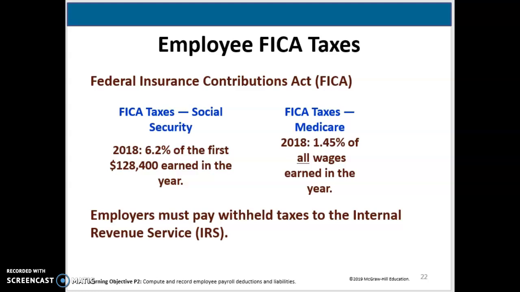So the law requires us to withhold FICA taxes from each employee's salary or wages for every payday. The taxes for Social Security and Medicare are computed separately. So Social Security, as of 2018, was 6.2% of the first $128,400 earned in the year. Once you earn that amount, you no longer have to pay that 6.2%. And then FICA taxes for Medicare is 1.45% of all wages. There is no limitation. So it doesn't matter what you make, you're still paying that 1.45% of your income that goes to Medicare.